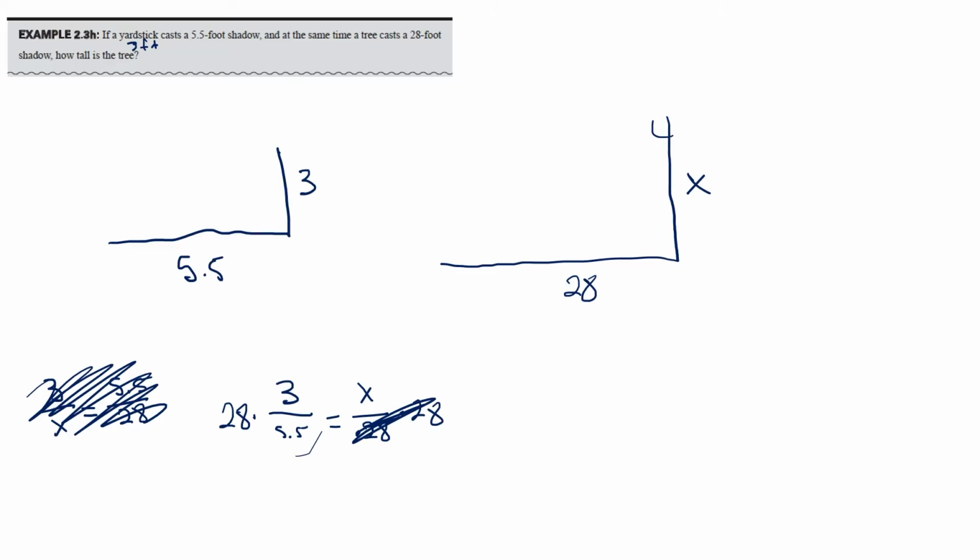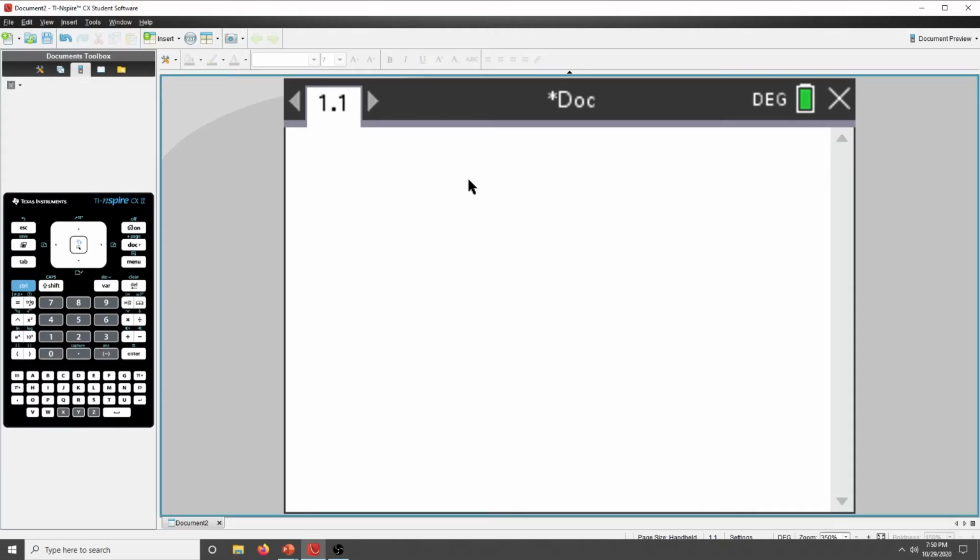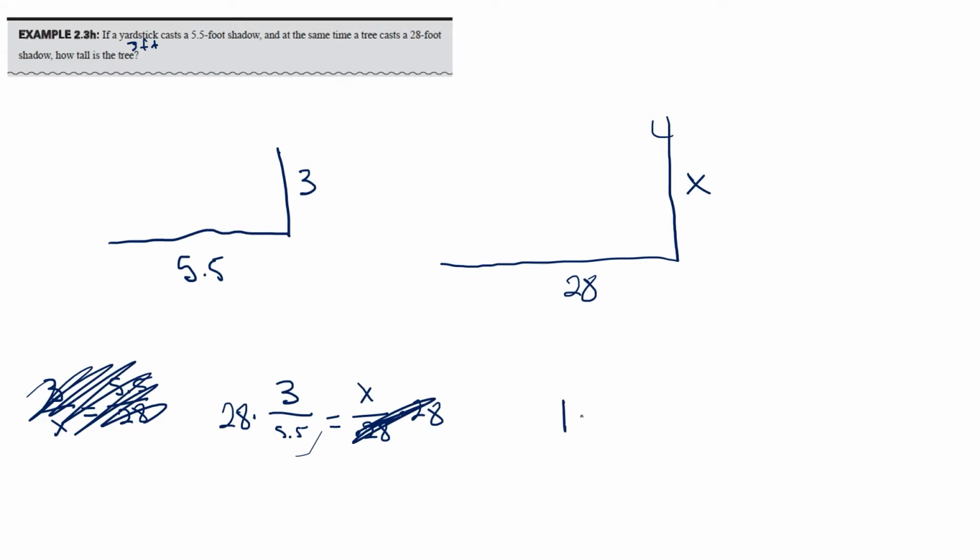And we have 28 times, or we can just do it like this, 28 times 3 over 5.5, 15.27 repeating. That is that x height. That's how tall the tree is, assuming that this angle is the same, which is implied. And that's how you use ratios.